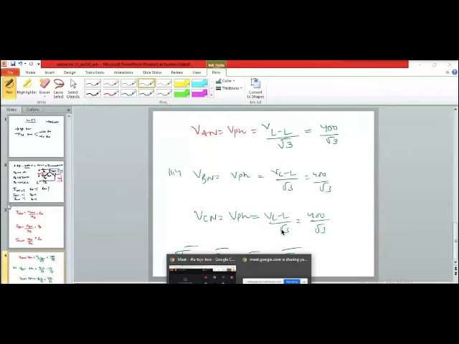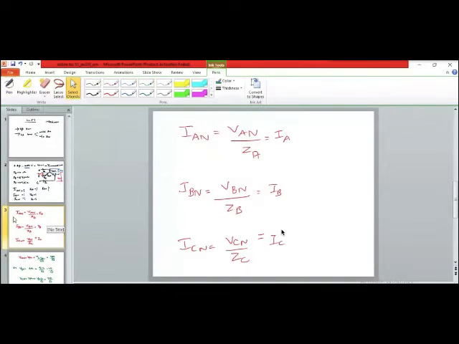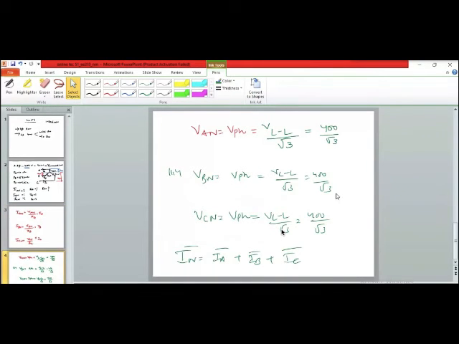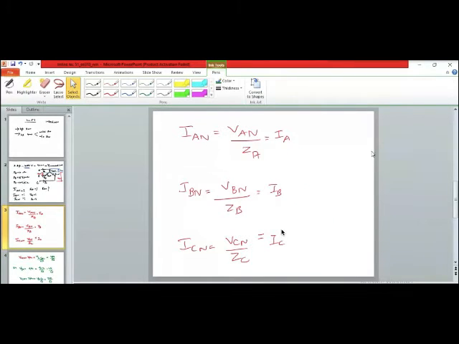So now we have to find the line currents. To find the line currents or the phase currents, because in star connection the line current is equal to the phase current, you require the phase voltages. To find the phase voltages, we make use of the line voltages. In star connection, phase voltage is equal to line voltage by root 3. So I can find VAN, VBN, VCN. Using these phase voltages, I can find the line currents by making use of the impedance in each phase.